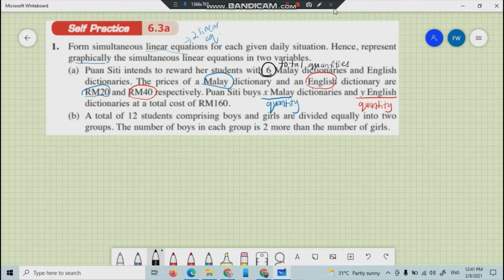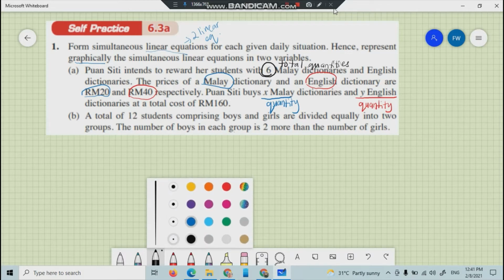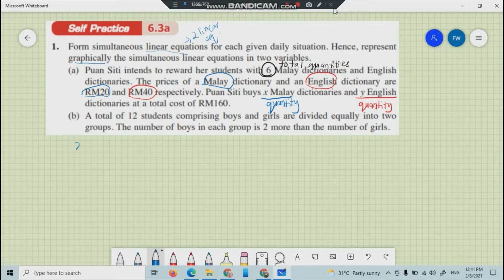So that is our first linear equation: x plus y equals 6. This is for our total quantity, which is 6 for Malay and English dictionaries, where x is for Malay and y is for English. It's already given in your situation.